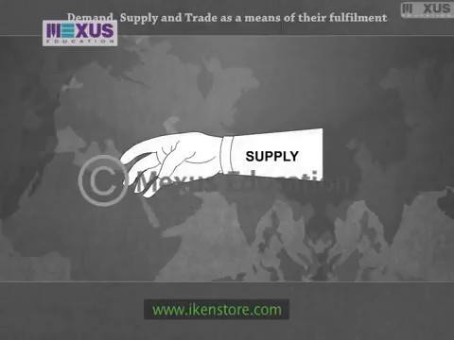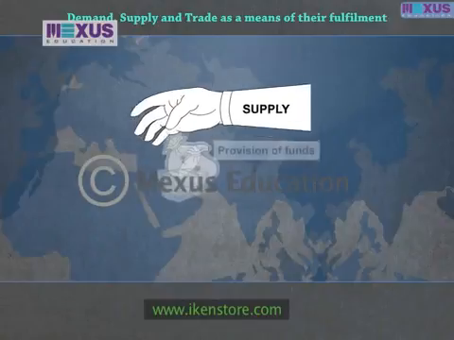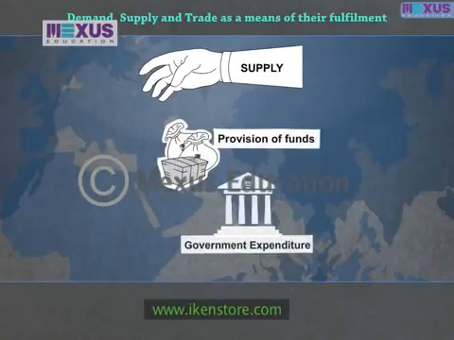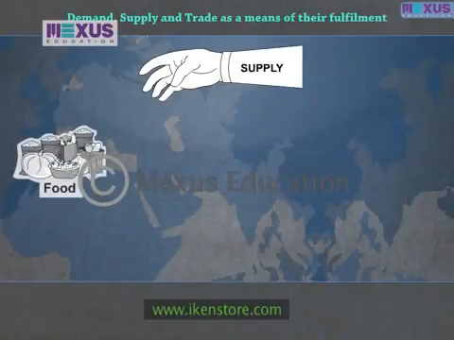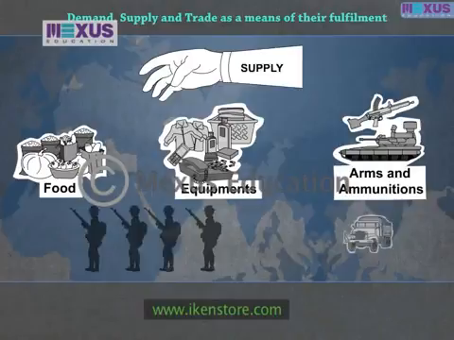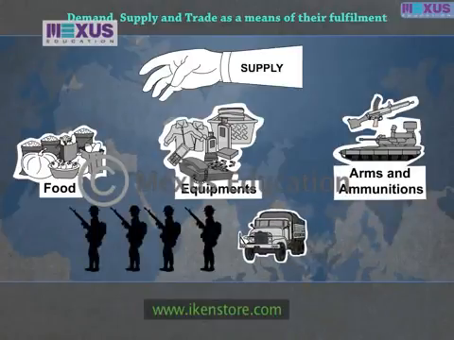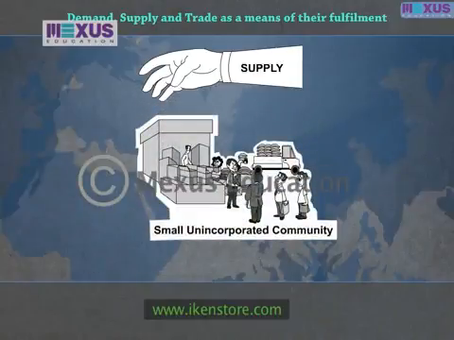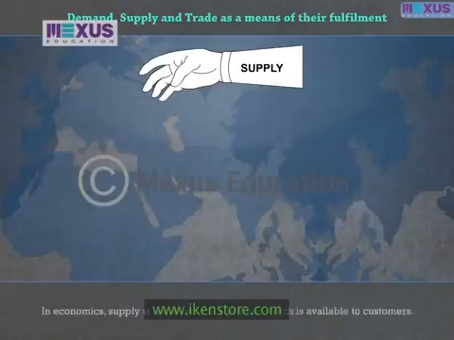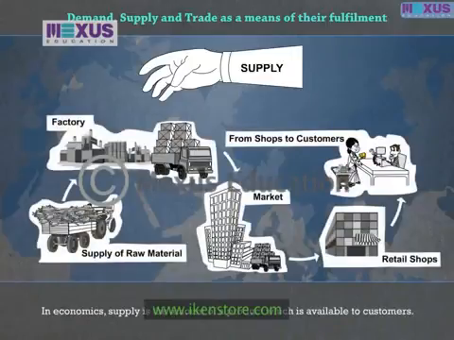Let us now understand the term supply in detail. The term supply has varied meanings. For example, it indicates provision of funds in case of government expenditure. Food, equipments, arms and ammunitions delivered to soldiers to fulfill their mission also refers to supply. Supply also refers to a small, unincorporated community in Brunswick County, North Carolina, USA. In economics, supply is the quantum of a product which is available to customers.